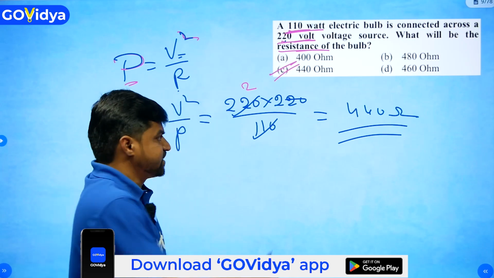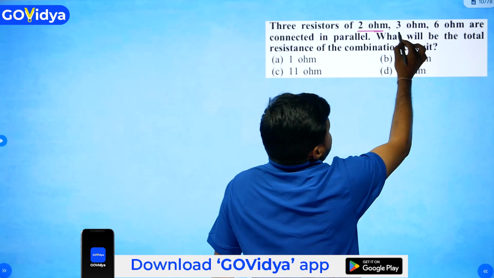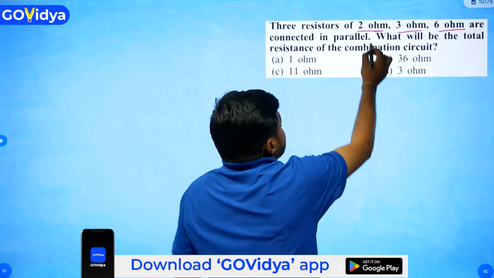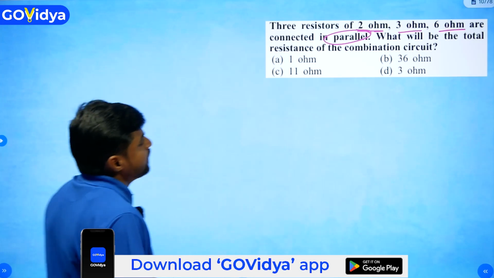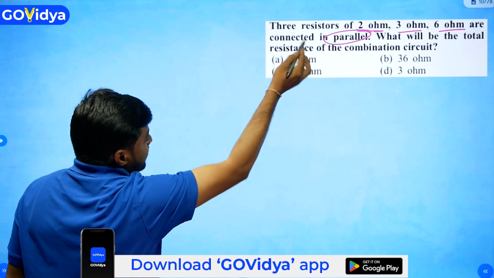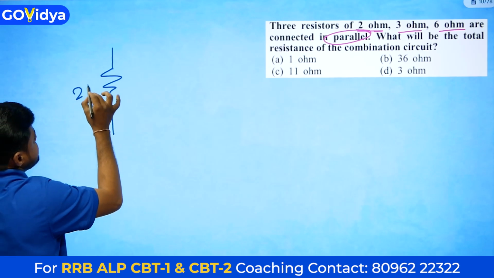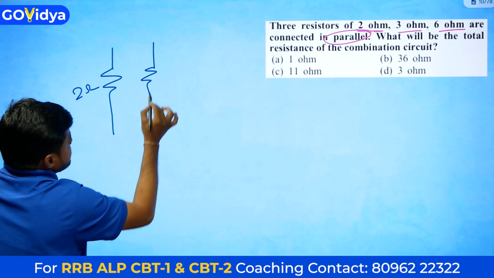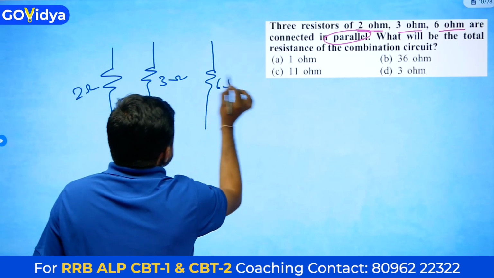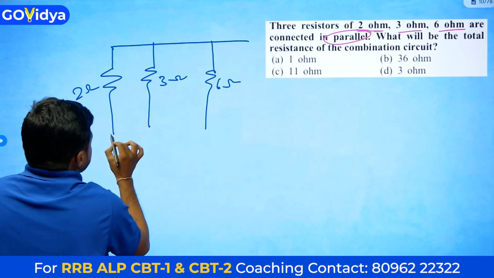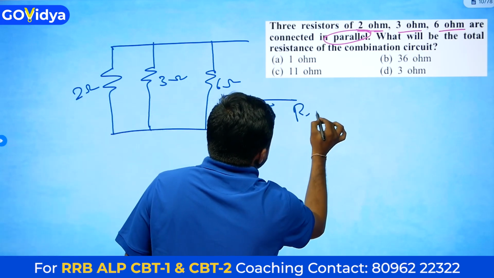Okay, next question. 3 resistors 2 ohm, 3 ohm and 6 ohm are connected in parallel. What will be the total resistance of the combination circuit? I will draw the circuit. This is 2 ohm resistor and this is 3 ohm resistor and this is 6 ohm resistor. These 3 are connected in parallel. Now we have to find effective resistance.